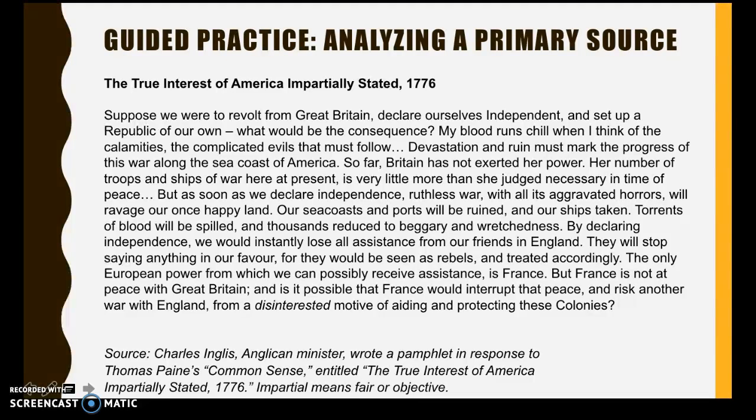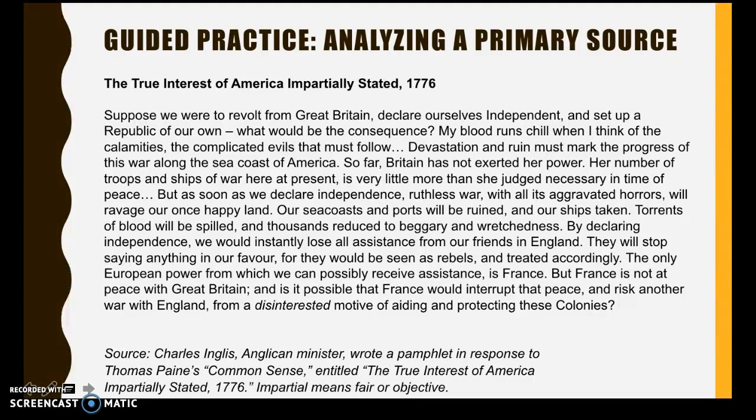Suppose we were to revolt from Great Britain, declare ourselves independent, and set up a republic of our own. What would be the consequence? My blood runs chill when I think of the calamities, the complicated evils that must follow. Devastation and ruin must mark the progress of this war along the seacoast of America. So far, Britain has not exerted her power.